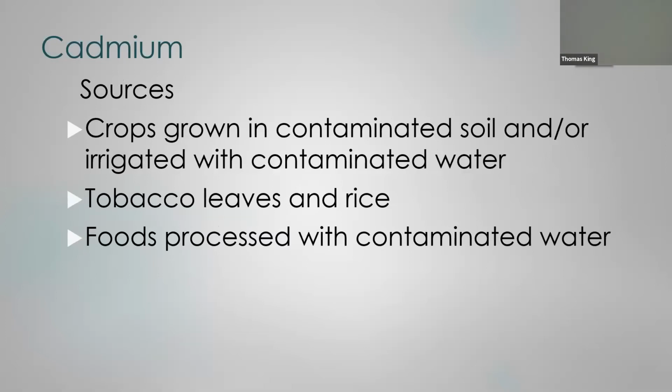Sources. Crops grown in contaminated soil and irrigated with contaminated water. The contamination in the soil comes from the overuse of certain fertilizers, from industrial waste, and the weathering of certain types of bedrock. And water contamination comes mostly from industrial waste. Tobacco leaves and rice are two crops that absorb a lot of cadmium from the soil. And also foods processed with contaminated water can absorb a lot of cadmium. Next slide.